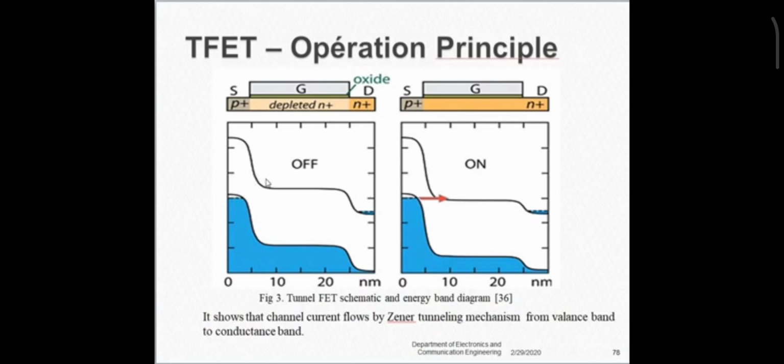As we increase the gate voltage, the energy band in the channel moves downwards and the barrier width at the source-channel junction reduces. At a certain VGS, that is the threshold voltage, the valence band of the source gets aligned with the conduction band of the channel. Then electrons can tunnel from source to drain region, and now the transistor is in the on state.